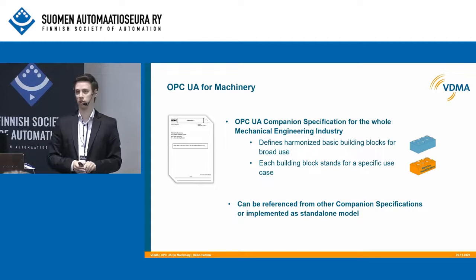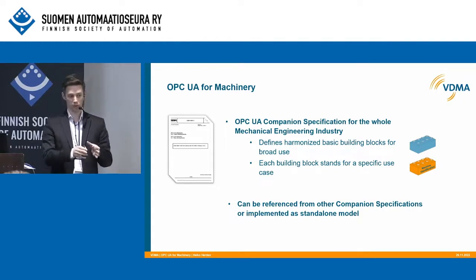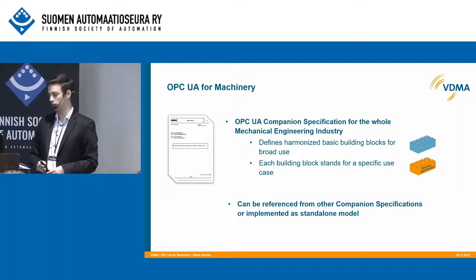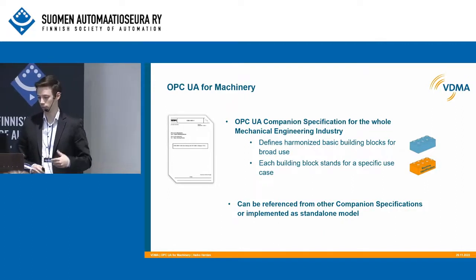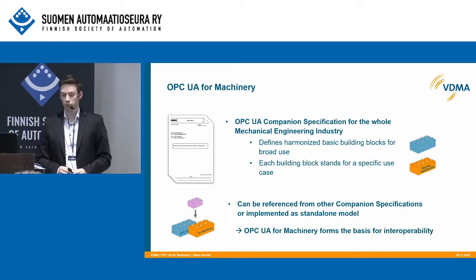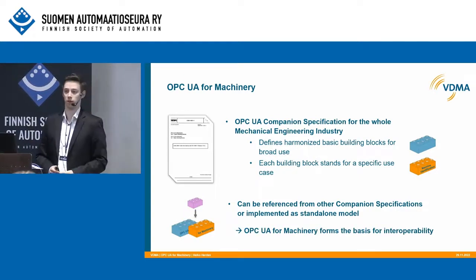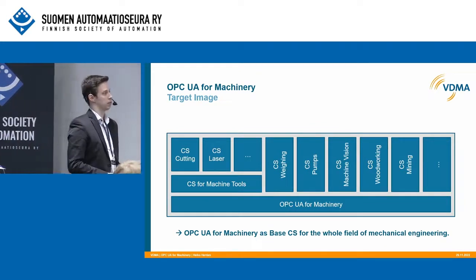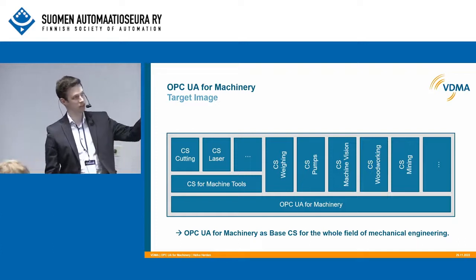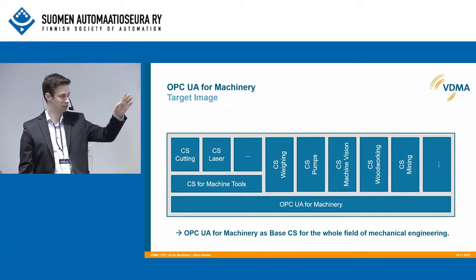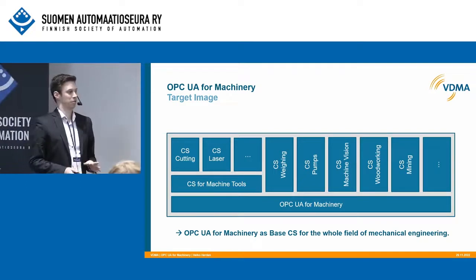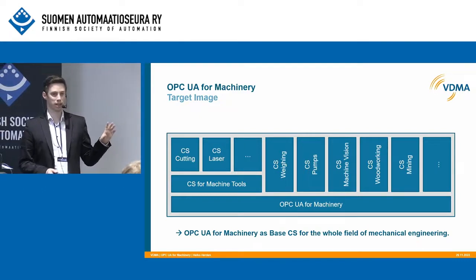So for example, if there is no specification for your specific machine or production or whatever, then you can still use the machinery building blocks as a standalone model in your own data modeling. And so you could say OPC UA for machinery forms the basis for interoperability. Let's take a look at the target image. So we have a lot of companion specifications, and you can see it at the top, and I just put some there. There are many more that's shown with the ... in the end. But for all the companion specifications, OPC UA for machinery is the basis.